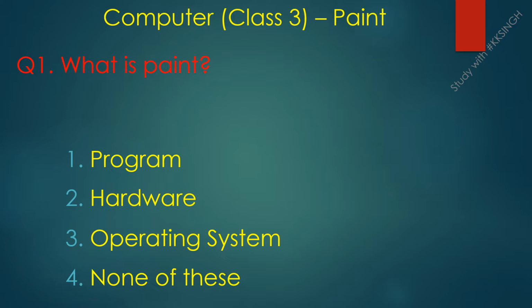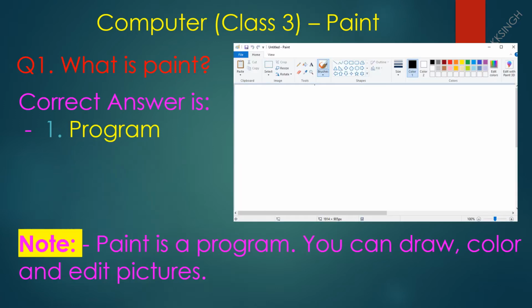What is Paint? Program, hardware, operating system, or none of these. Paint is a program. Paint is a program you can draw, color, and edit pictures.